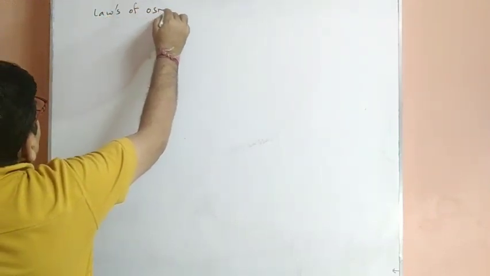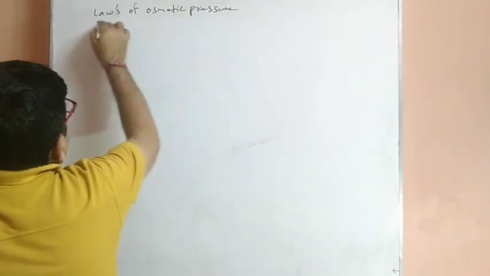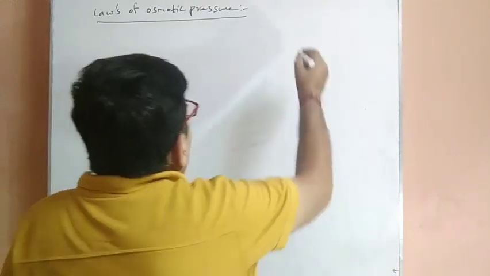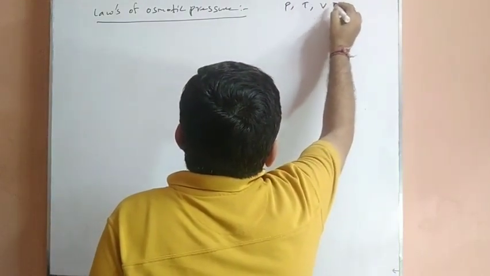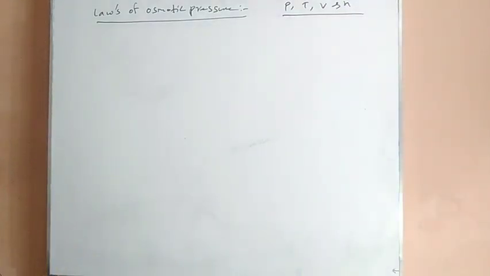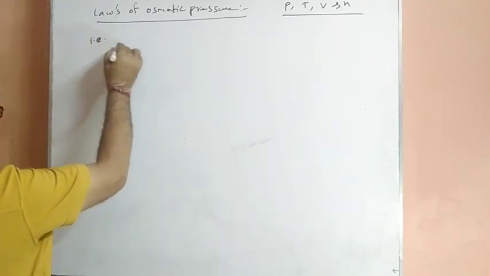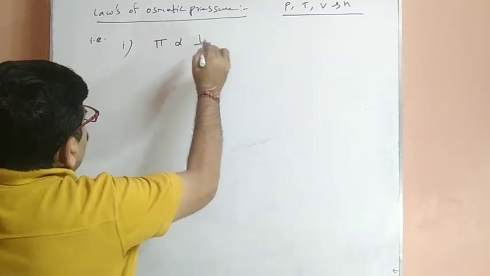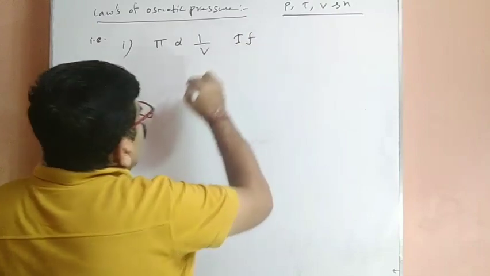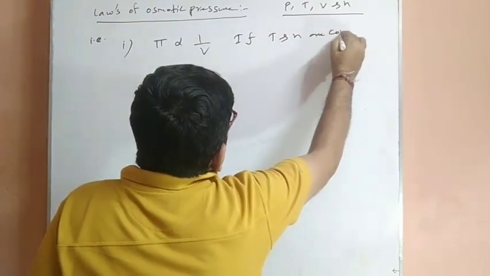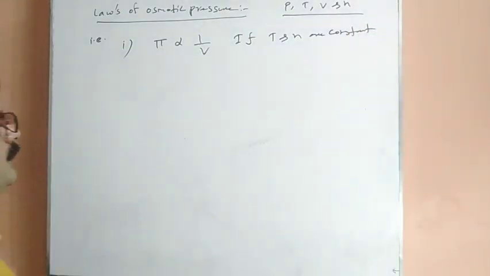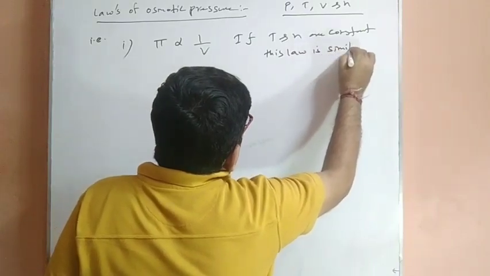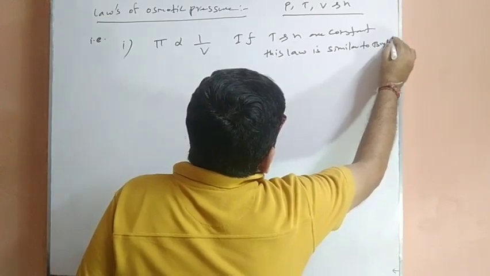Laws of osmotic pressure. In our gaseous chapters, there are so many parameters available like pressure, temperature, volume and number of moles. So according to osmotic pressure, the first law is that the osmotic pressure is inversely proportional to volume, if T and n are constant. This law is similar to Boyle's law.